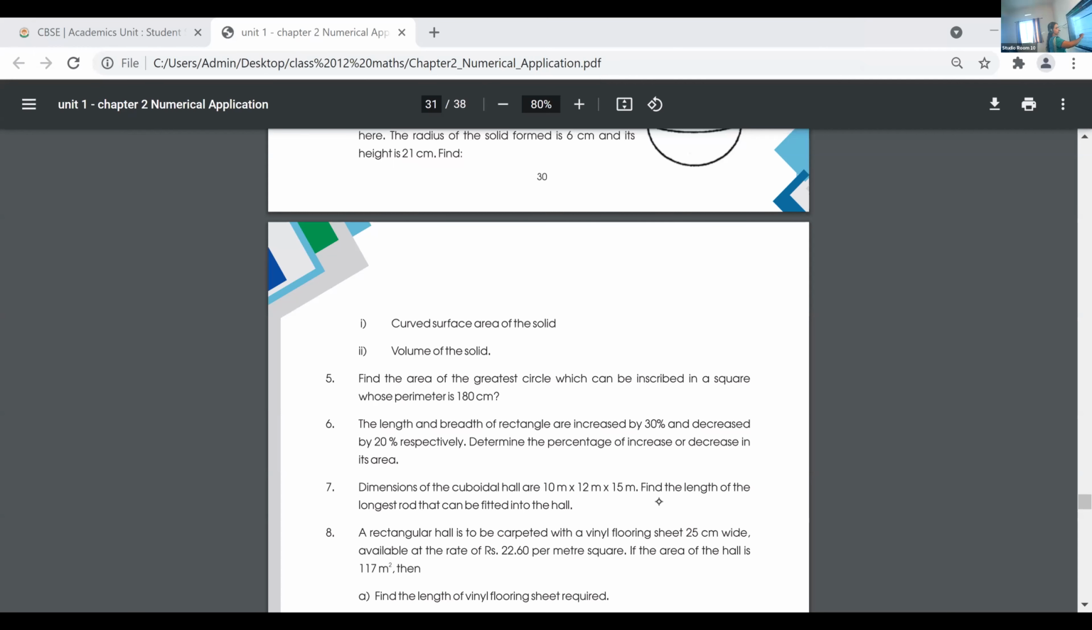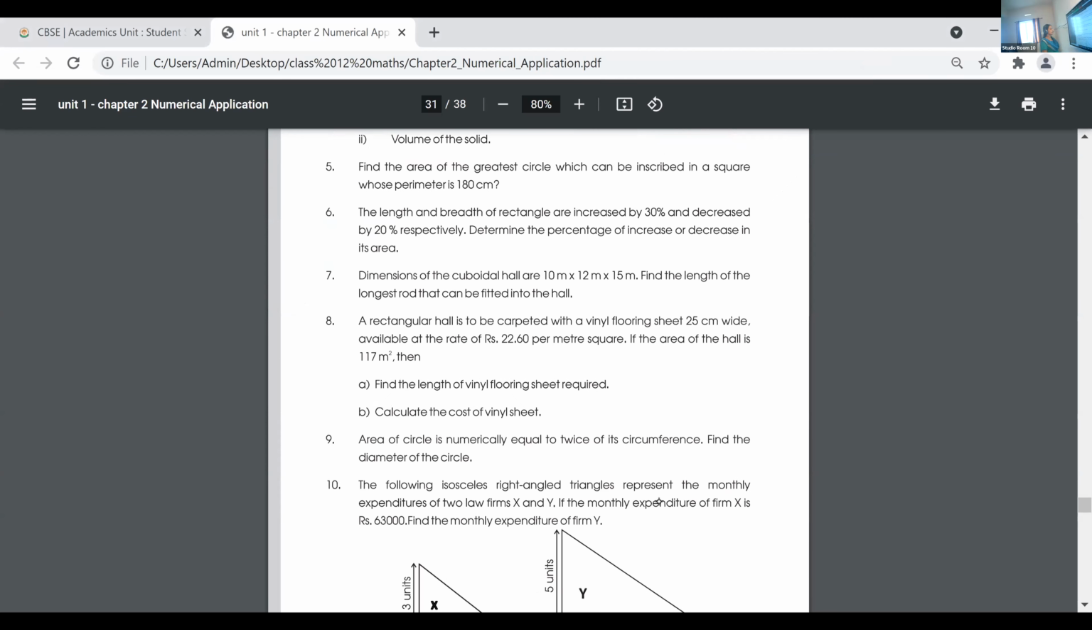Now try the next question. Try this one, the ninth one. Write the question and try to give the answer. Area of a circle is numerically equal to twice its circumference. Find the diameter of the circle.